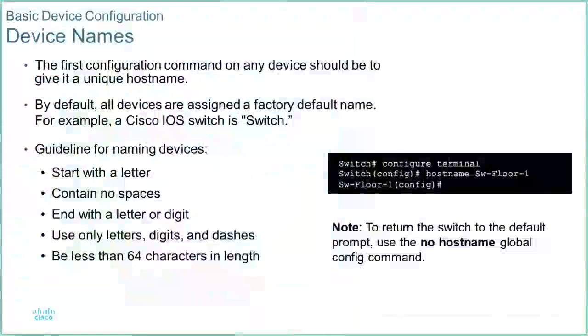Now, out of the box, your default name of a device is switch, router. So you need to change the device name as soon as possible. Use something that represents its location or function within your network. So in the example here, they go in and change it to switch first floor. Okay, so floor 1 is first floor.